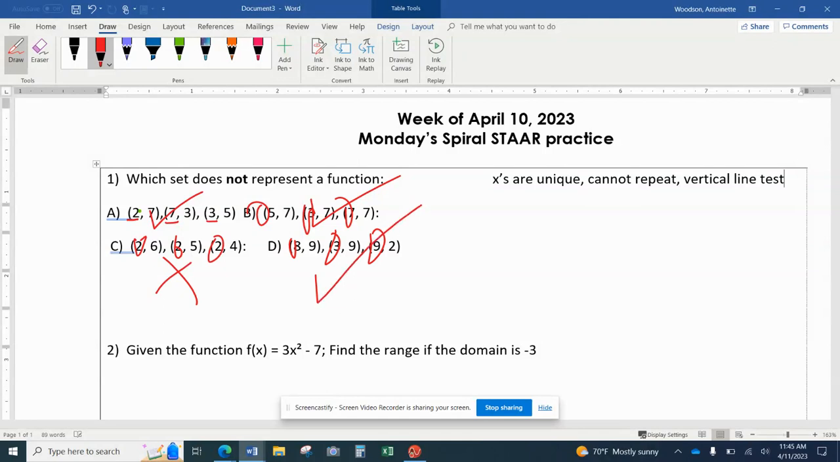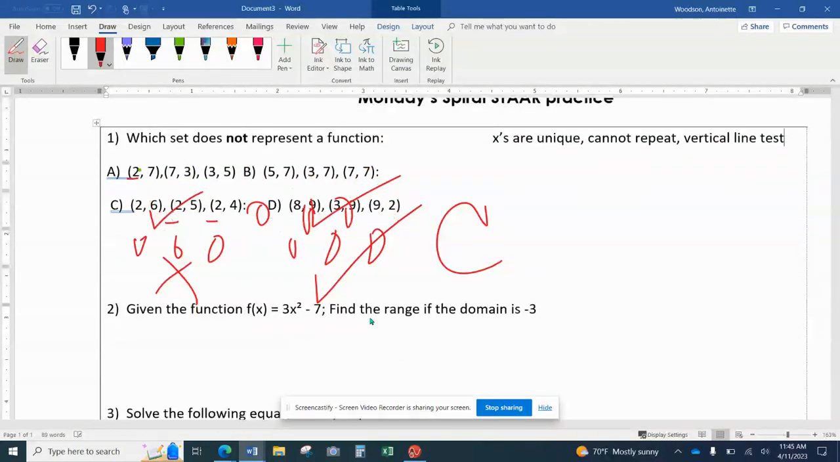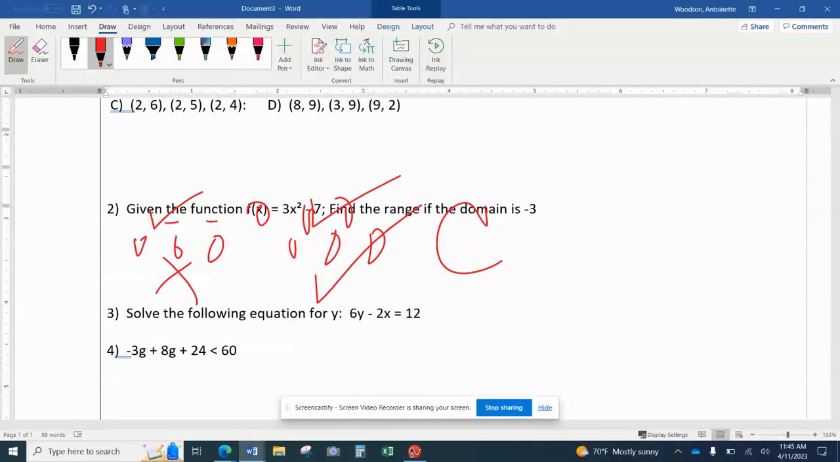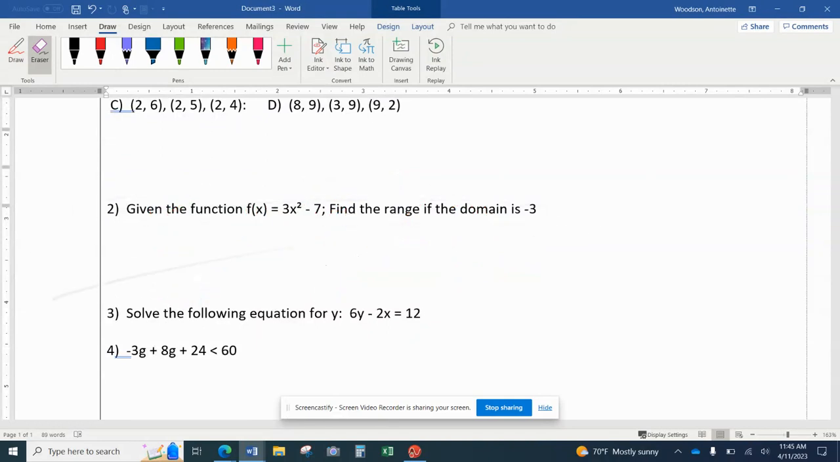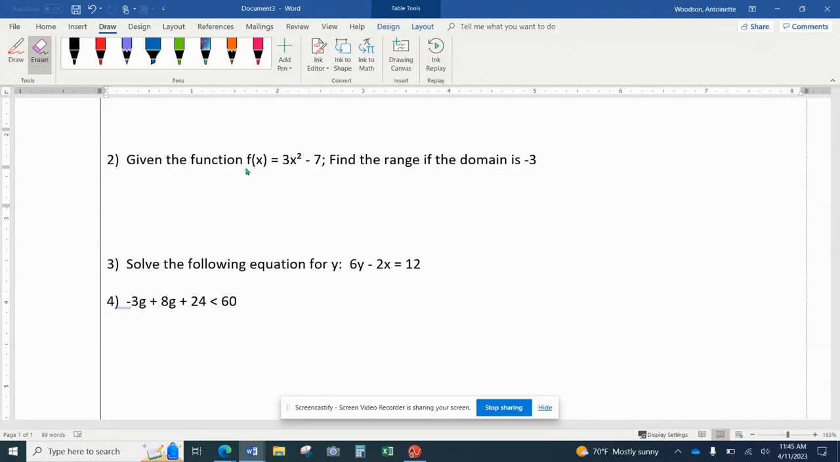So what's your answer for number one? It's C. Okay. Number two. Erase all this. Given the function f of x equals 3x squared minus 7, find the range if the domain is -3. Okay, so there's several ways you can do this.